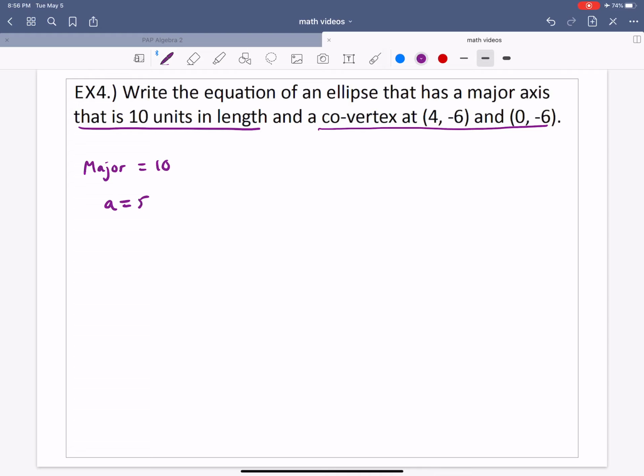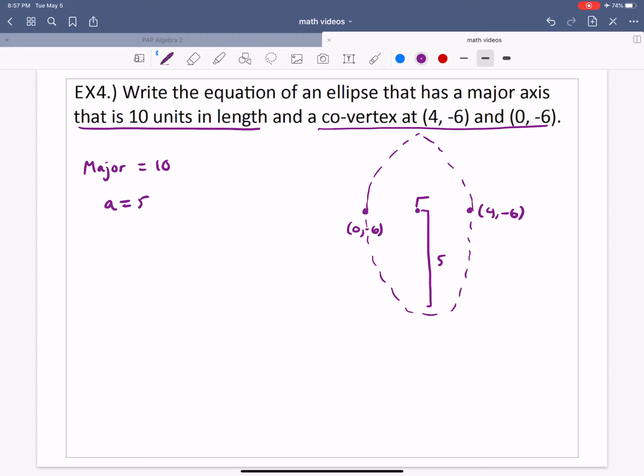So let's draw a picture of where the co-vertices are located. We've got one at 0, -6, like right here maybe, and one at 4, -6. Now remember, those are the co-vertices. So if the co-vertices are left and right, that means that the vertices are going to be up and down. So that means that this is going to be a vertical ellipse again. So let's find our a value. We already said it is 5.